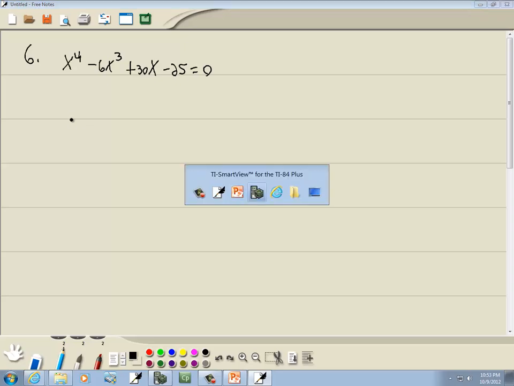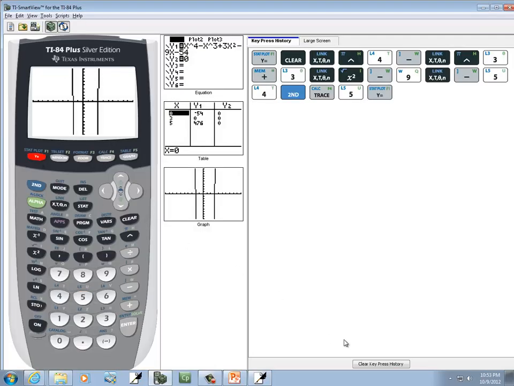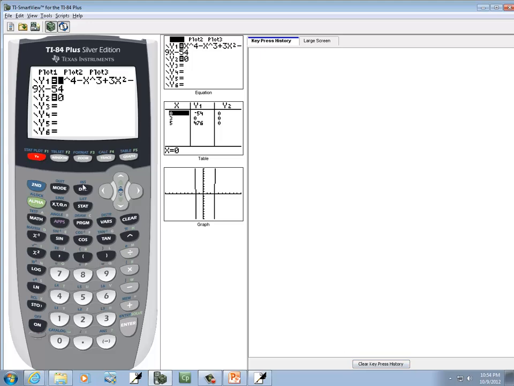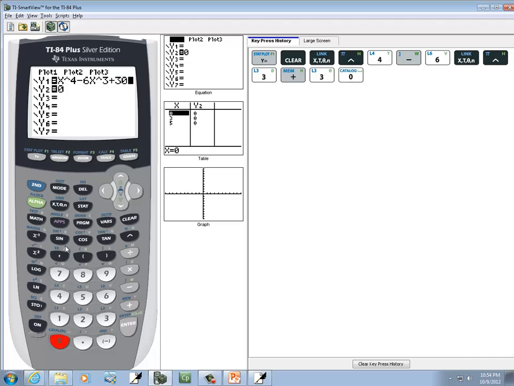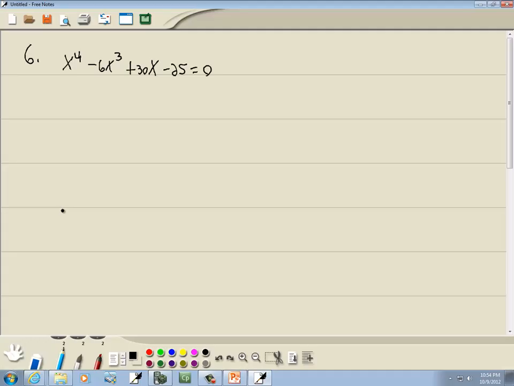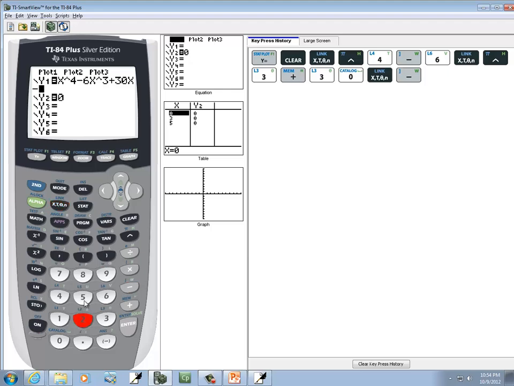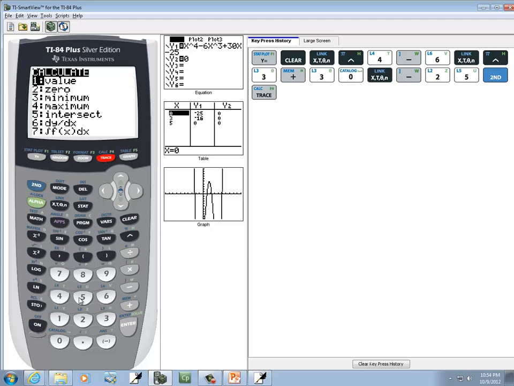So let's go plug this into our calculator. I'll press y equals, press clear. I've got x to the fourth minus 6x to the third plus 30x minus 25, and we still have to have the 0 on y2. So I do second trace, and I choose intersect.